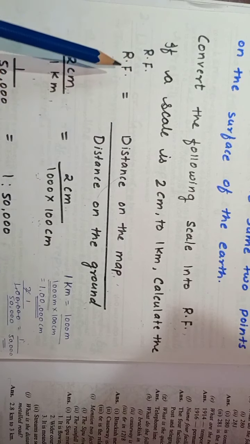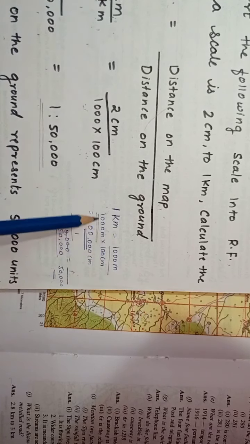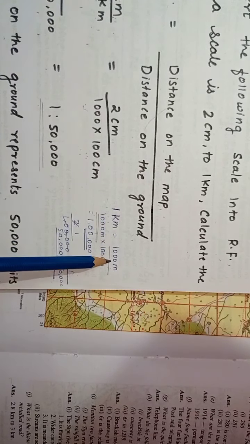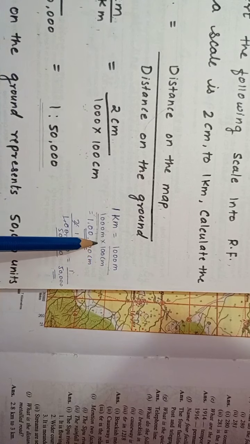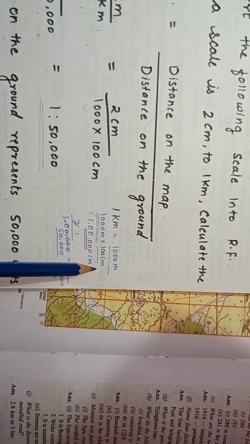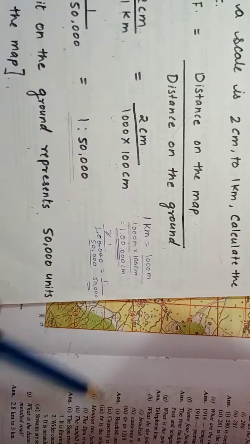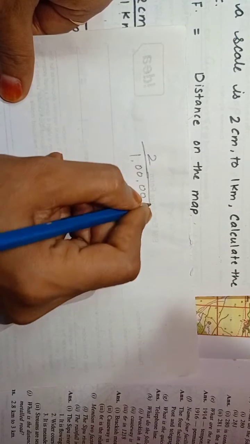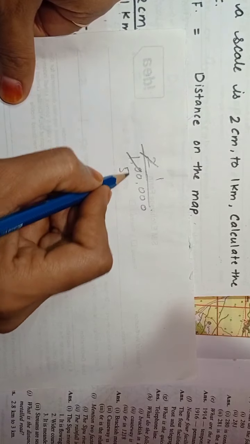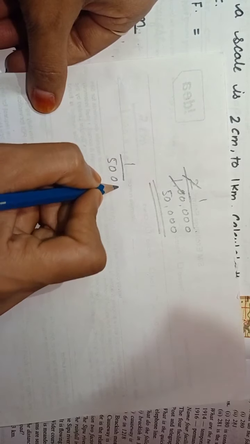Now we have to make the units the same. 1 kilometer means 1000 meters, and to change meters into centimeters we multiply by 100. So 1000 into 100 is 1 lakh. So now this is 2 upon 1 lakh. Now we divide: 2 ones are 2, 2 fives are 10, that means 50,000. So our result is 1 upon 50,000.